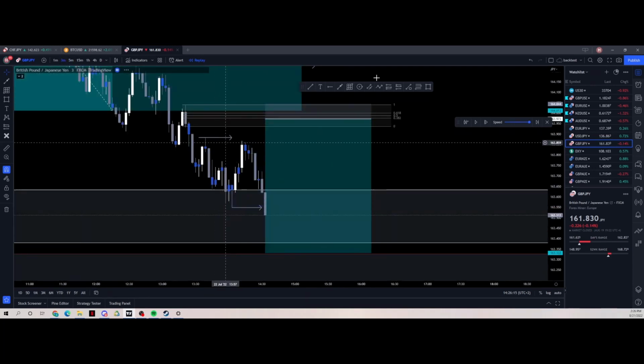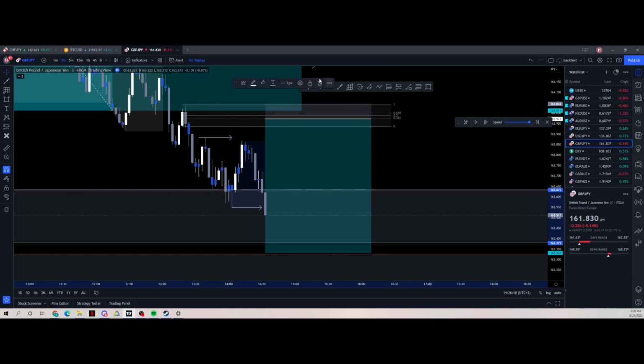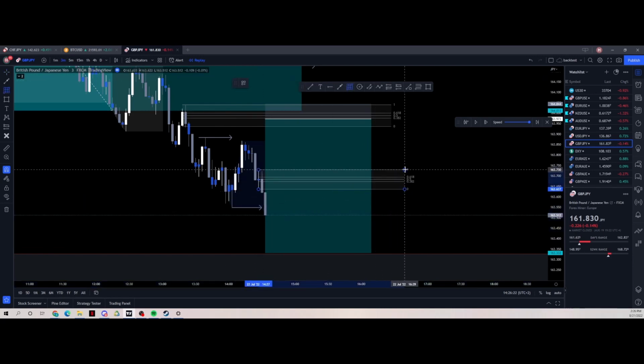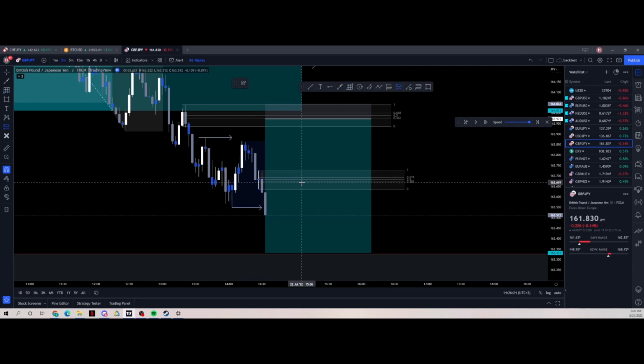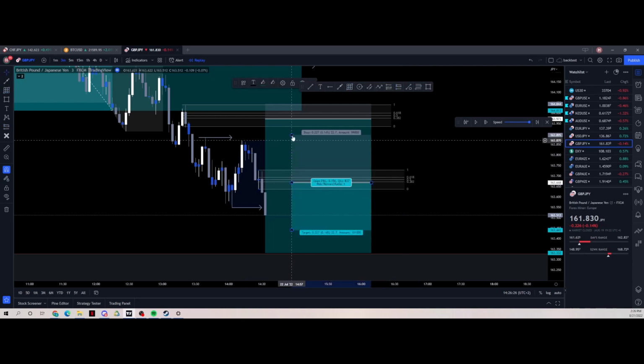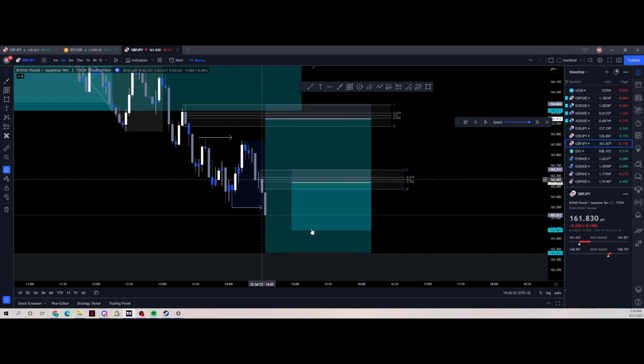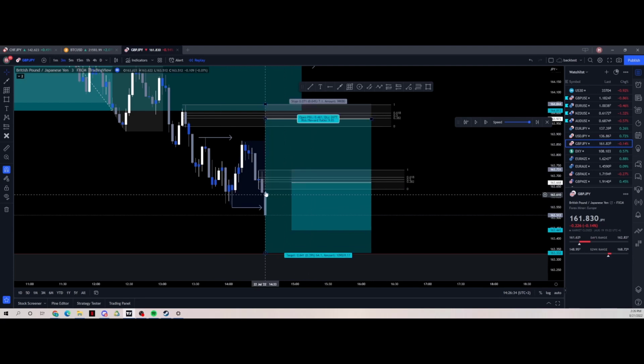So what we do right now, we see another break over here. Then we look at the zone that broke the structure. Let's just remove this zone. Then we go to the zone that broke structure, and we put it on there.